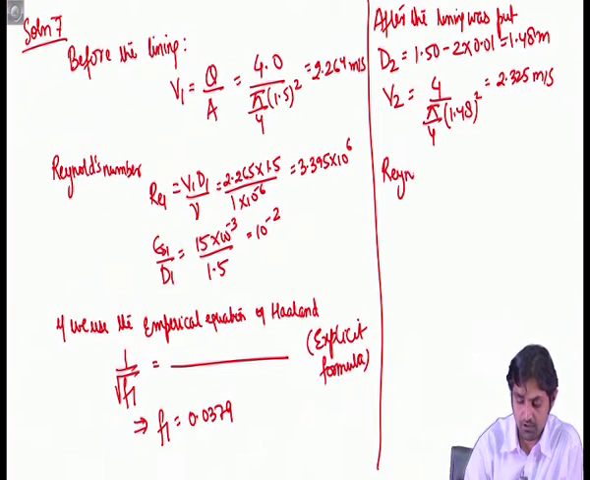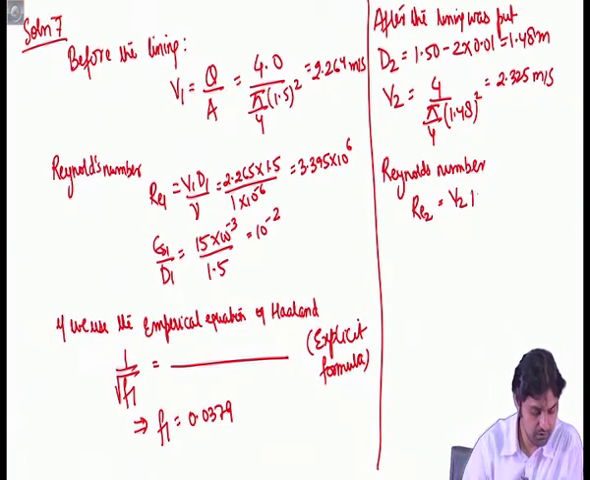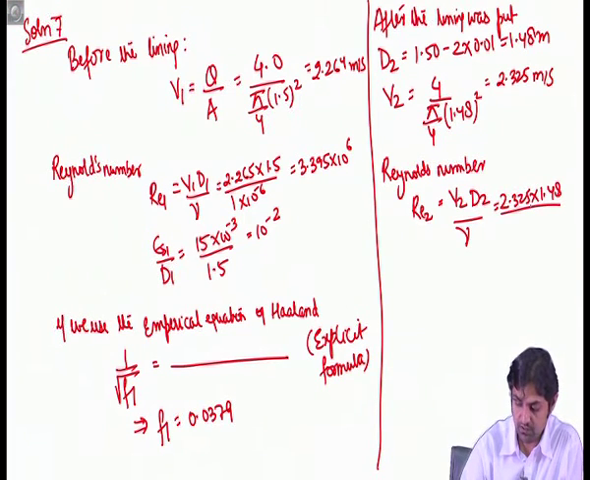All right. Corresponding Reynolds number, RE2 as we call it, is V2 D2 by nu. So 2.325 into 1.48 divided by 1 into 10 to the power minus 6. So it comes out to be 3.44 into 10 to the power 6.